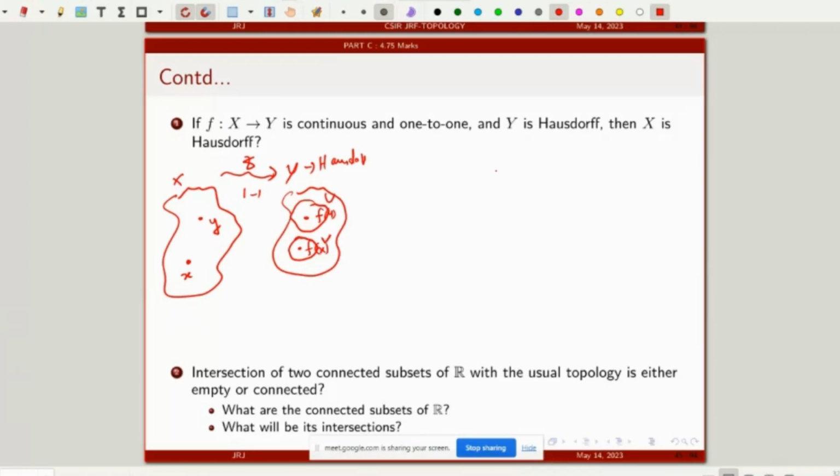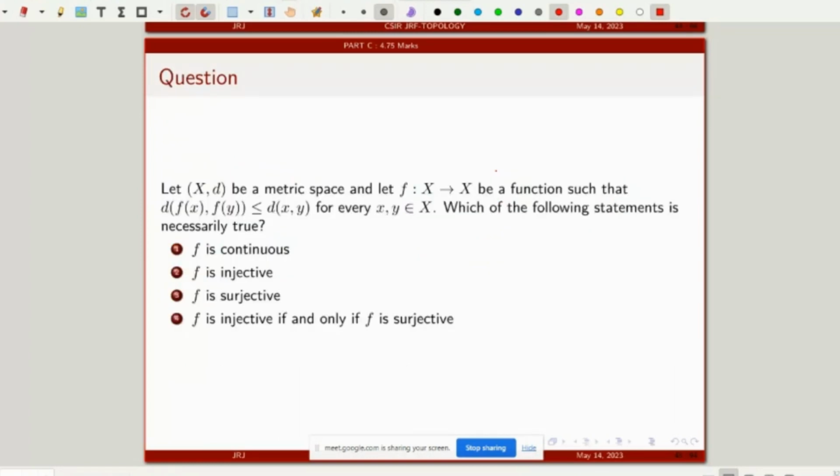Pull back to X. So here you will get f inverse of U and here you will get f inverse of V, so that f inverse of U and f inverse of V will be open. Why are they open? Because f is continuous. Then f inverse of U intersection f inverse of V will be empty. Okay, so this is a true statement. Now we can move to the next question.